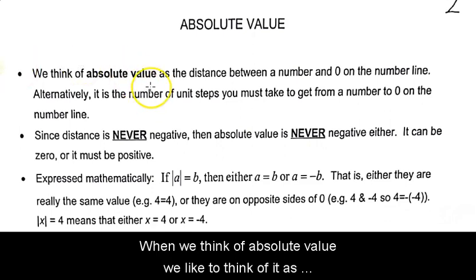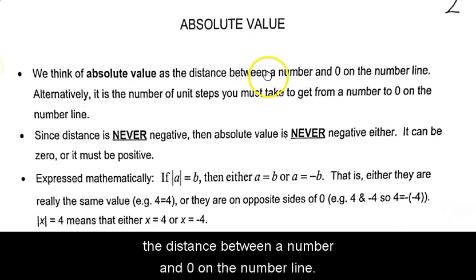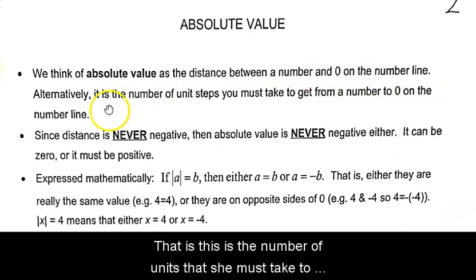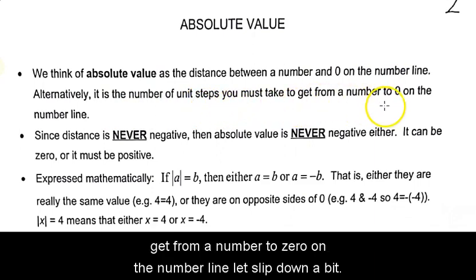When we think of absolute value, we like to think of it as the distance between a number and 0 on the number line. That is, this is the number of unit steps you must take to get from a number to 0 on the number line.